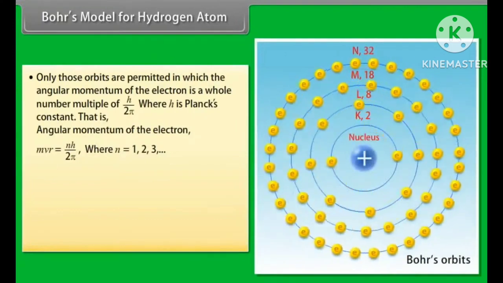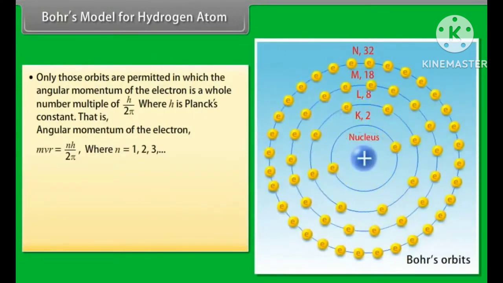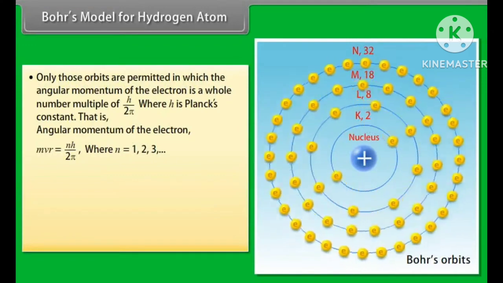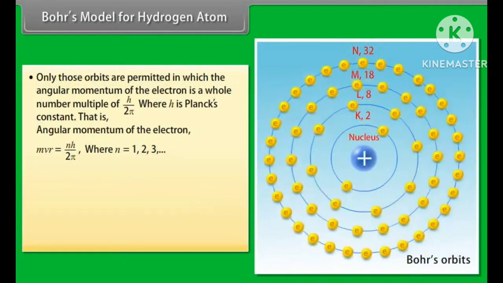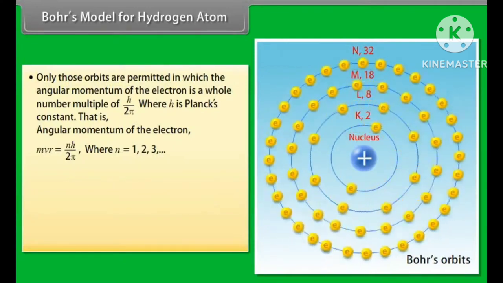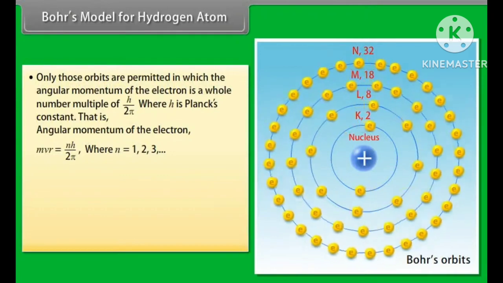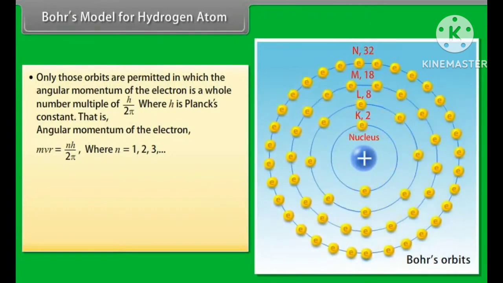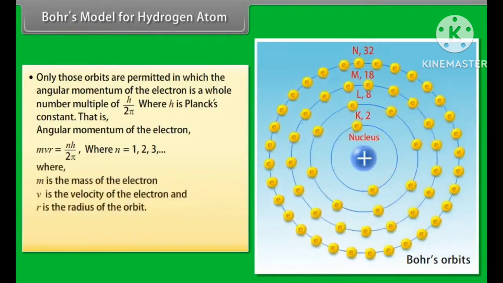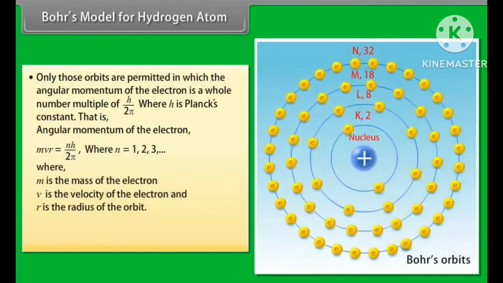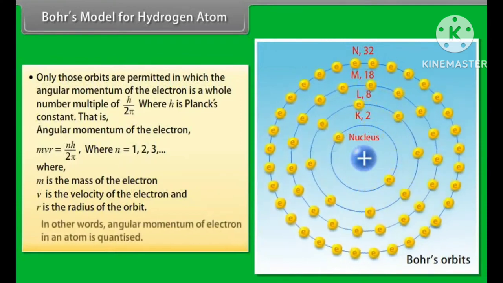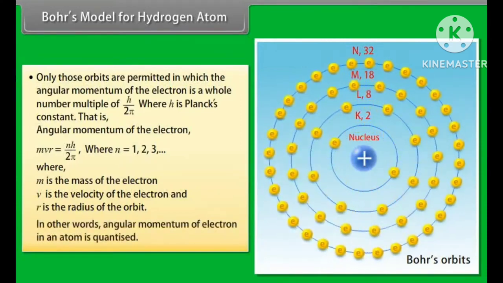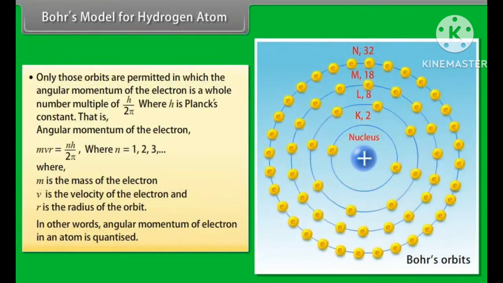shells. Only those orbits are permitted in which the angular momentum of the electron is a whole number multiple of h by 2 pi, where h is Planck's constant. That is, angular momentum of the electron mvr is equal to nh by 2 pi, where n is equal to 1, 2, 3, etc., where m is the mass of the electron, v is the velocity of the electron, and r is the radius of the orbit. In other words, angular momentum of electron in an atom is quantized.